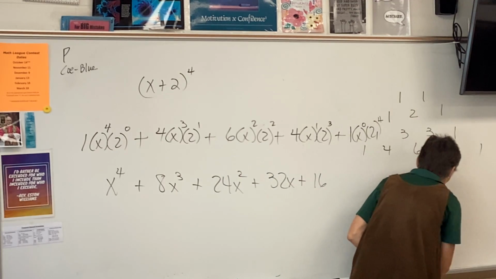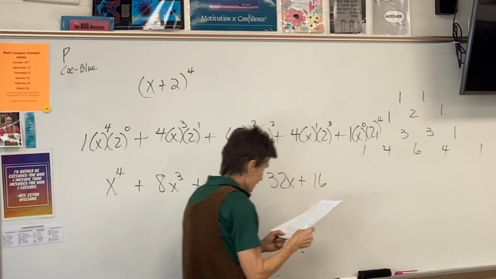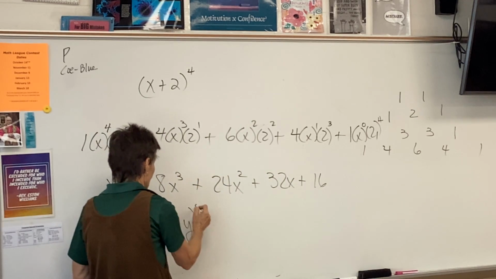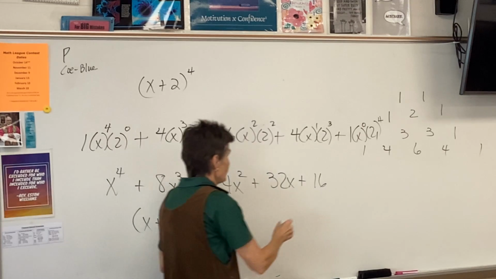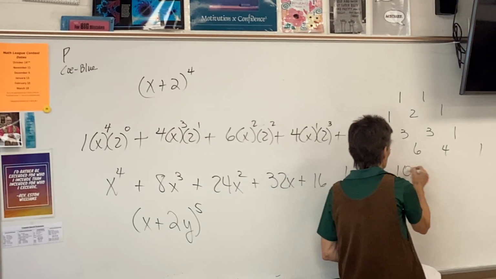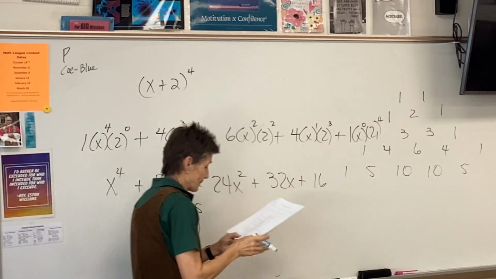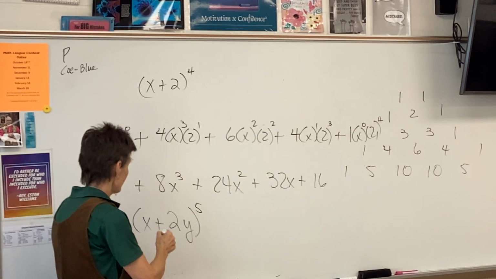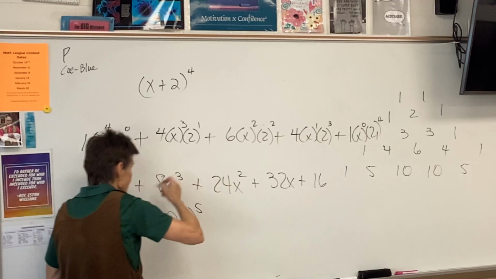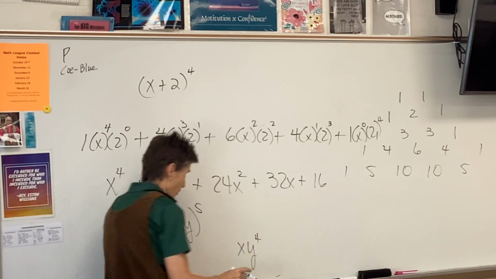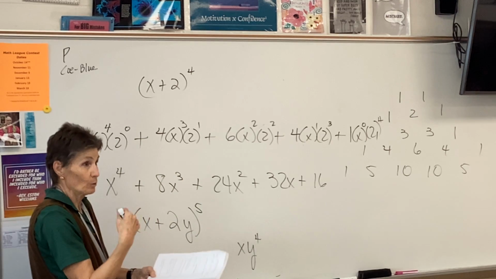And finally, in the expansion x plus 2y to the 5th, which would use the 5th row of the triangle, you have all these terms just like this. One of them down the line has an x and a y to the 4th. Would you agree with that?